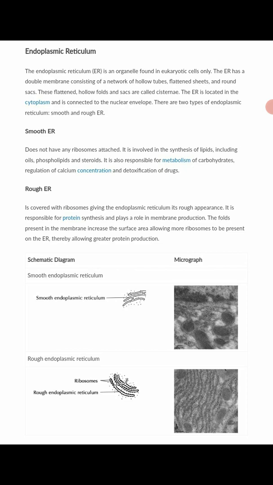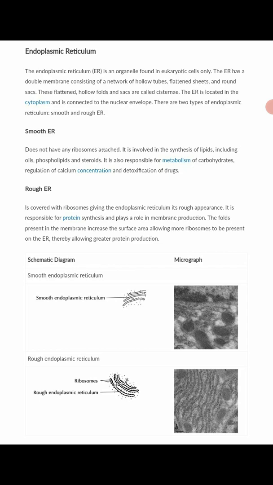There are two types of endoplasmic reticulum: the smooth endoplasmic reticulum and the rough endoplasmic reticulum. The smooth endoplasmic reticulum does not have any ribosomes attached to it. It is involved in the synthesis of lipids, including oils, phospholipids, and steroids. It is also responsible for metabolism of carbohydrates, regulation of calcium concentration, and detoxification of drugs. That's all on the smooth endoplasmic reticulum.